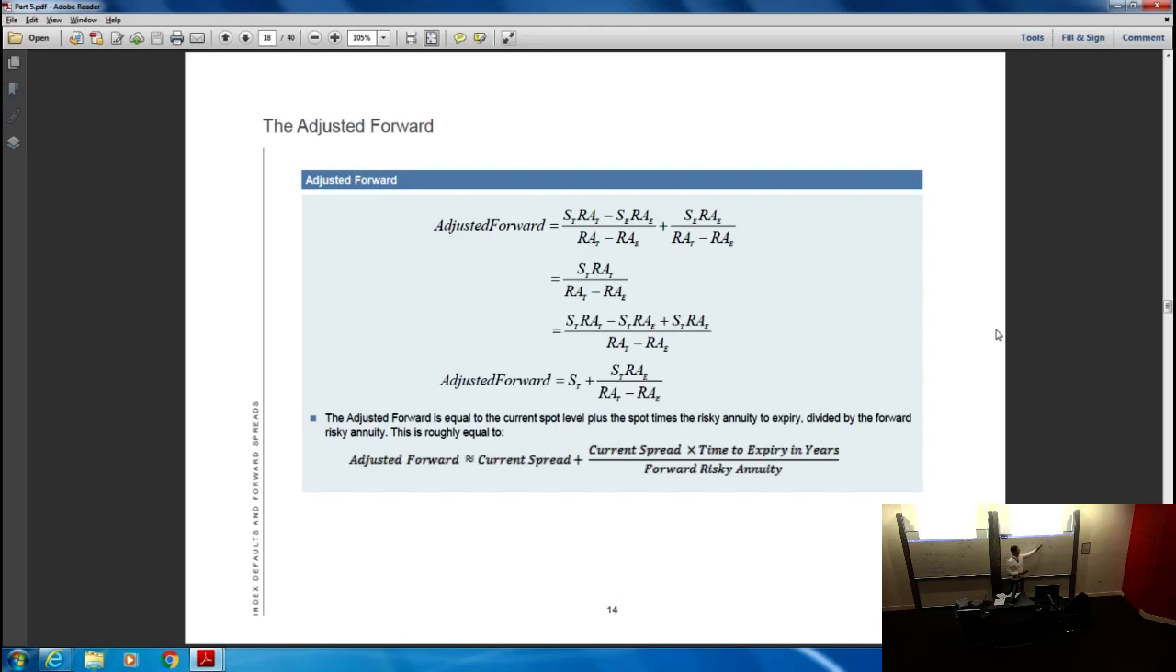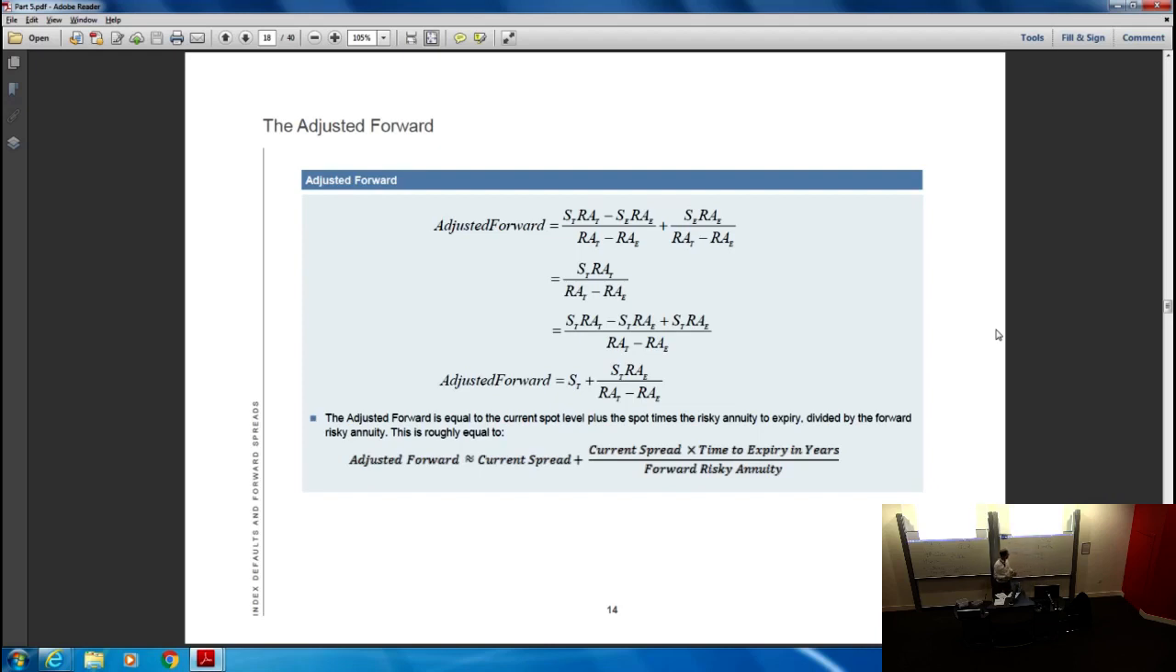So the index spread times the risky annuity for 3 months, but we'll just say that's equal to 3 months of time, because you have very short time periods, so you don't have much risk in there, and your interest rate exposure is quite low. So we can approximate that by the time to expiry divided by this bit over here, which is the difference in risky annuity. Again, this is quite small, so we won't worry about that too much, and we'll say it's equal to the forward risky annuity effectively.